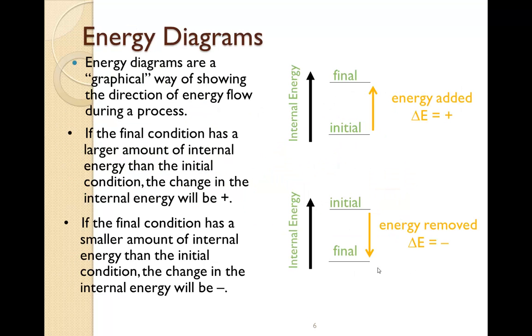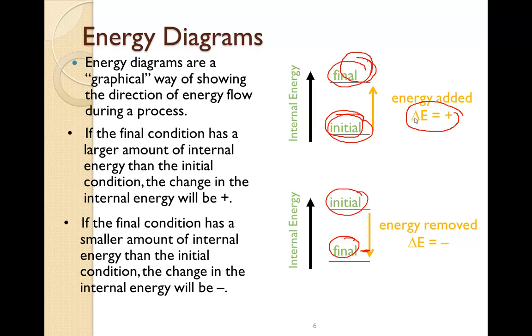So let's talk about energy diagrams. Energy diagrams are a graphical way of showing the direction of the energy flow during the process. So in this one, the internal energy has the final over the initial, or this one has the initial over the final, meaning that the final is lower in energy than the initial is. If the final condition has a larger amount of internal energy than the initial condition, the change in the internal energy will be positive.